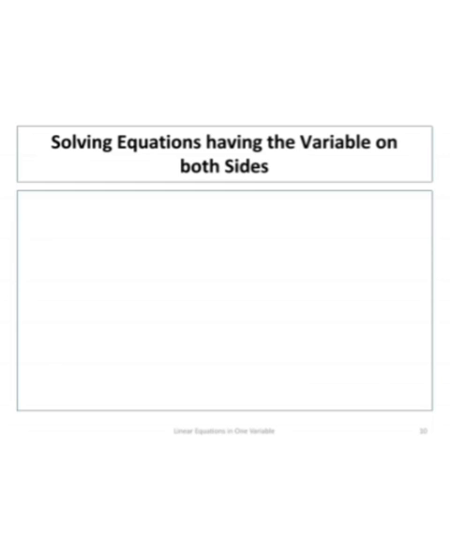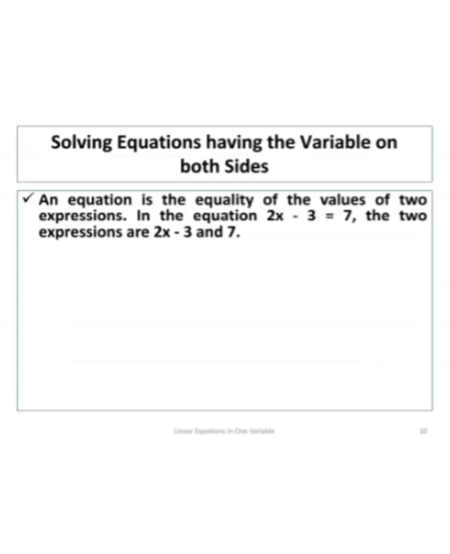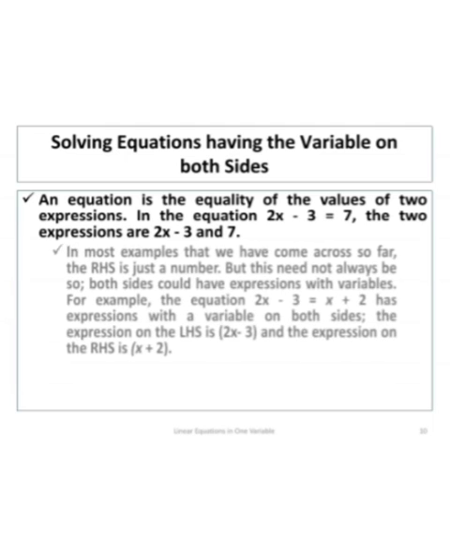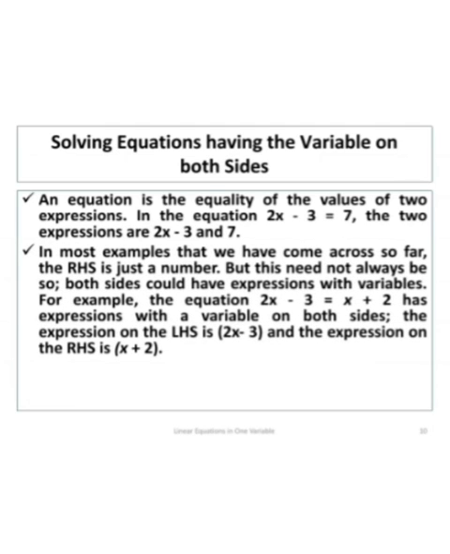Now we will move to the next topic, solving equations having the variables on both sides. An equation is the equality of the values of two expressions. In the equation 2x minus 3 is equal to 7, the two expressions are 2x minus 3 and 7. In most examples that we have come across so far, the right hand side is just a number, but this need not always be so. Both sides could have expressions with variables.